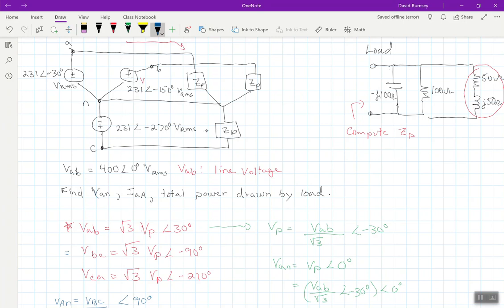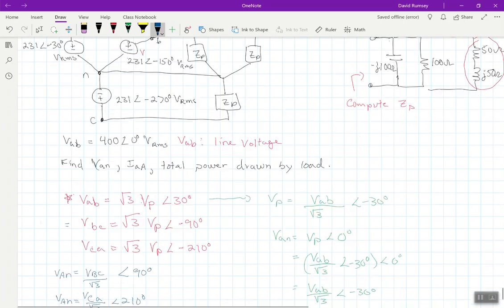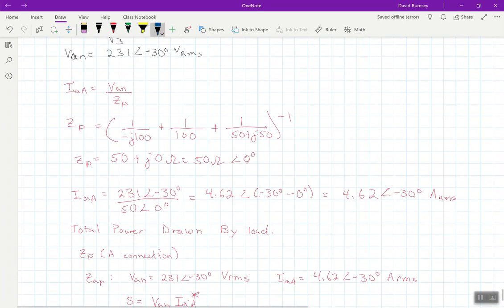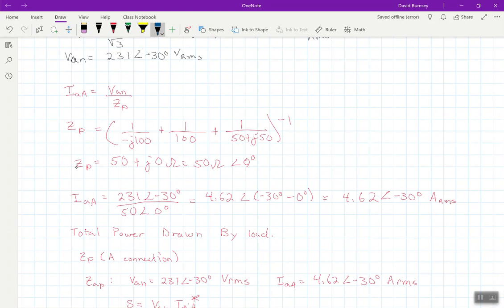And now we're going to be examining just the balanced load situations here. So when we have a balanced load, what's nice about that is we have the same voltage drop across each of these loads. And what we had to do here is, given this load, we had to compute ZP. So that's where we did this. Computed ZP, got it to be 50 ohms. Computed the current then, IAA, just by doing voltage divided by impedance.